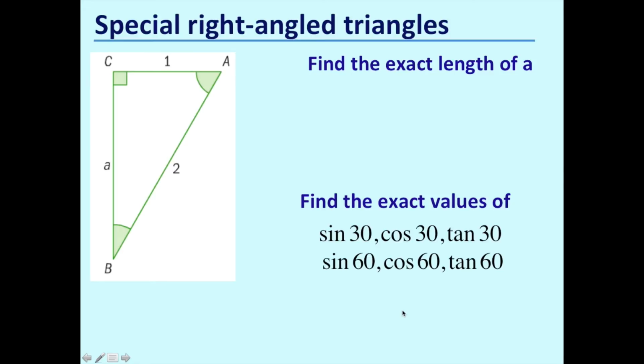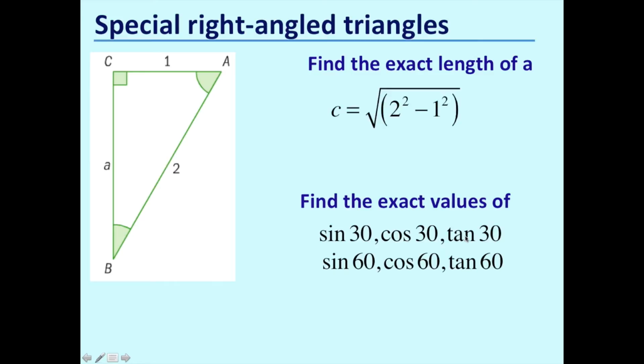The next triangle we're going to have a look at is this one here. Now imagine we've got an equilateral triangle of side 2, which would make this angle 60 degrees, but then I've put a perpendicular bisector down the middle. So therefore I would have a hypotenuse of length 2, this base here of length 1, this angle here would be 60, and if I've put a perpendicular bisector, this angle here would be 30. So bearing that in mind, can you try and find the exact length of A and the exact values here?